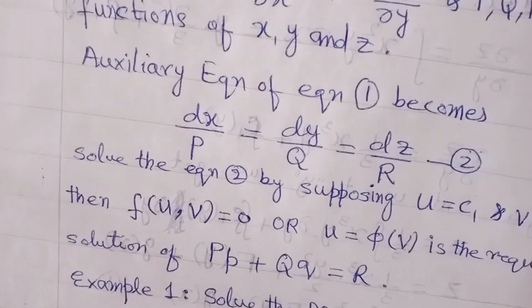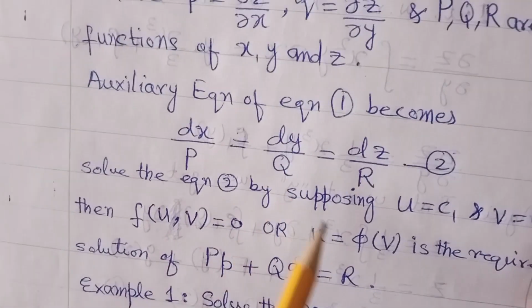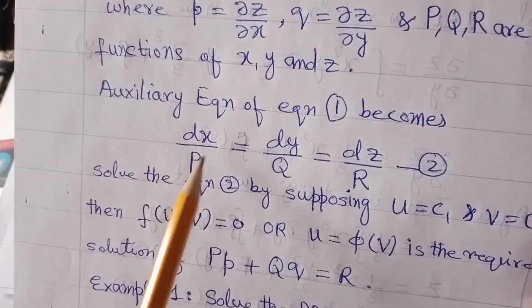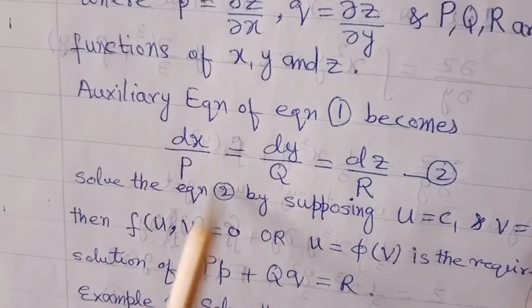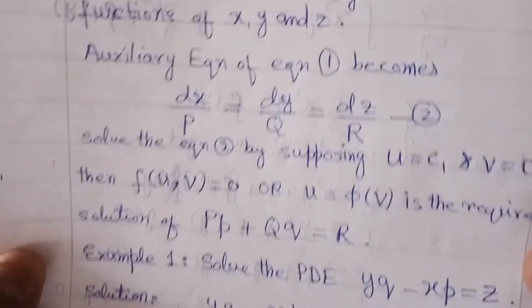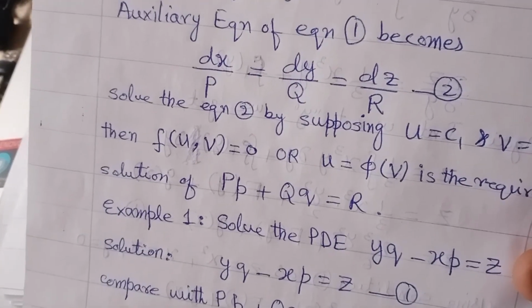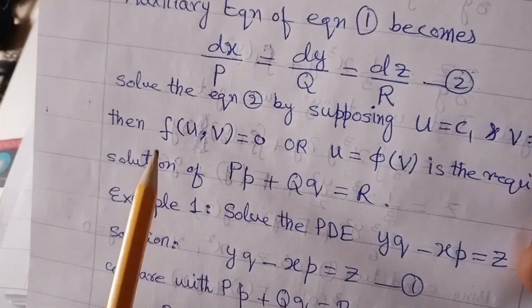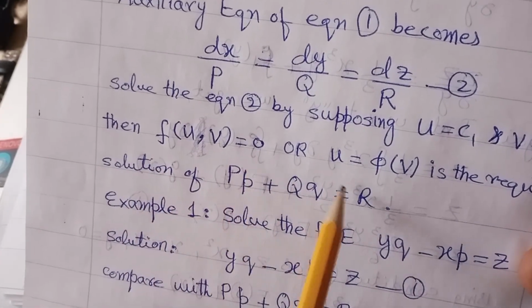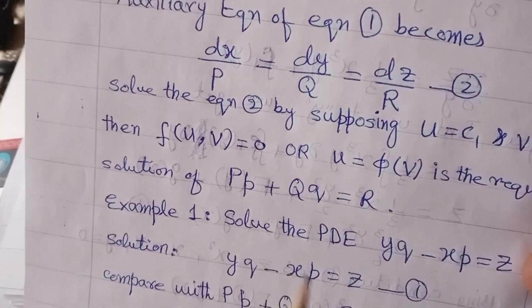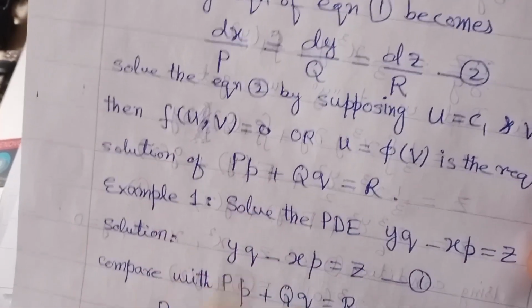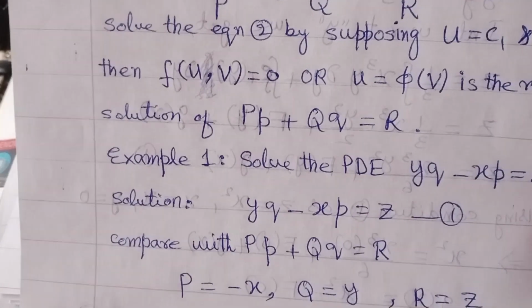The auxiliary equation of this type of differential equation is dx/P = dy/Q = dz/R. By this auxiliary equation we can form the solution of such a partial differential equation. The solution can be written as f(u, v) = 0, or u = f(v). This is the solution of the equation Pp + Qq = R. So we can write it in two different forms.